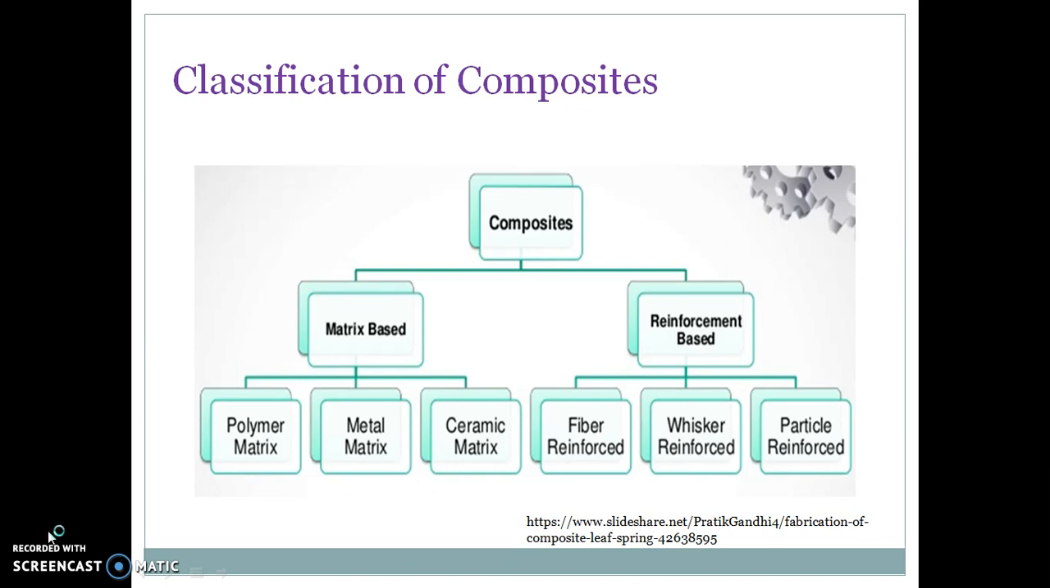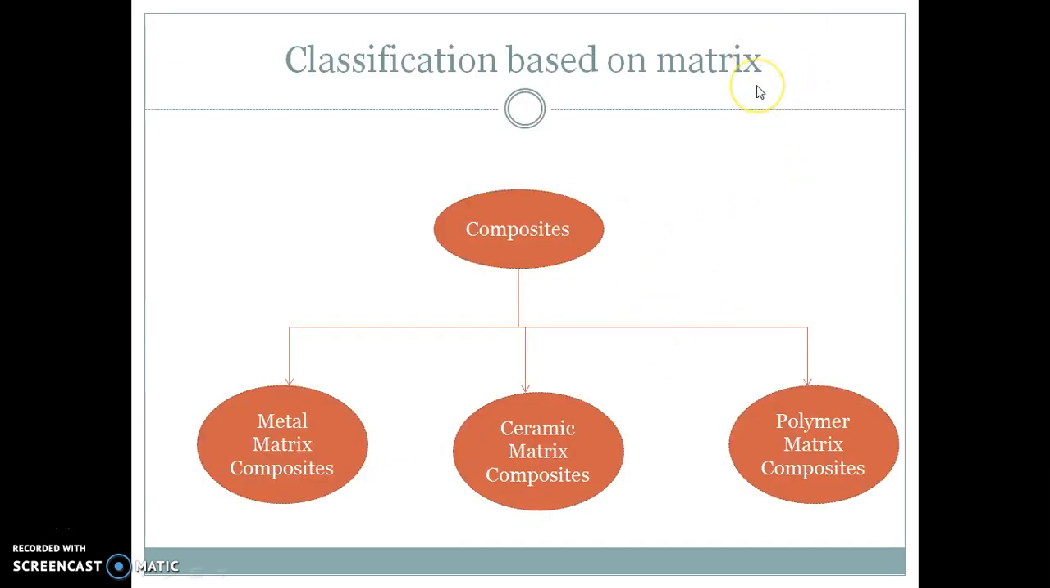Composites are categorized into matrix based composites and reinforced based composites. Matrix based composites are again categorized into three types: first, polymer matrix; second, metal matrix; and third, ceramic matrix. Reinforced based composites are divided into fiber reinforced, whisker reinforced, and particle reinforced. First of all, we will go through classification based on matrix.